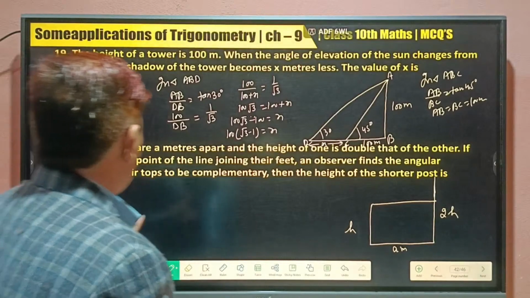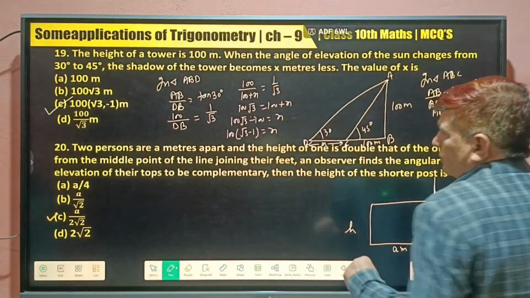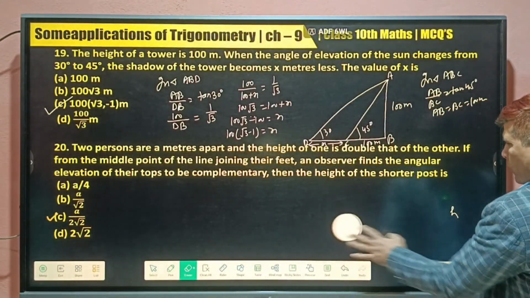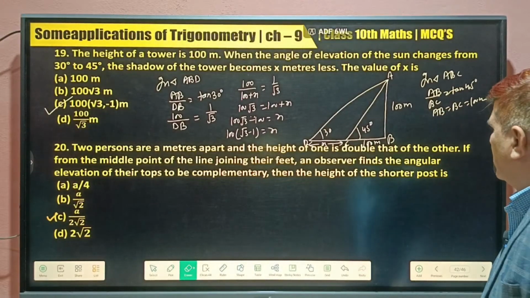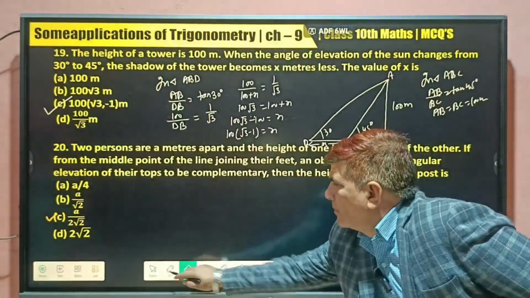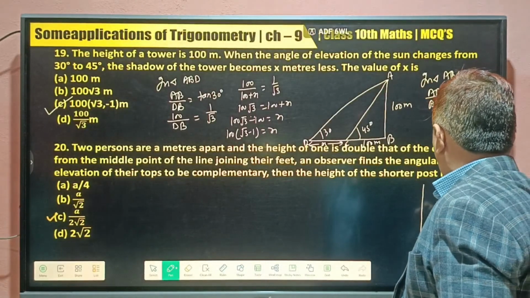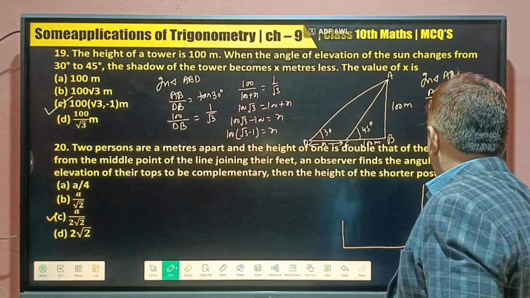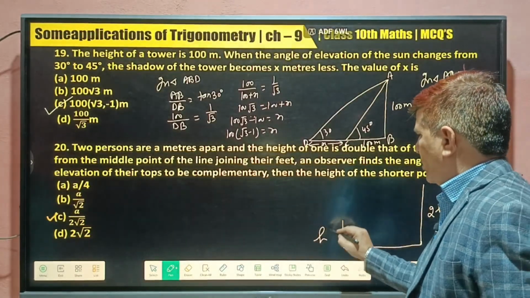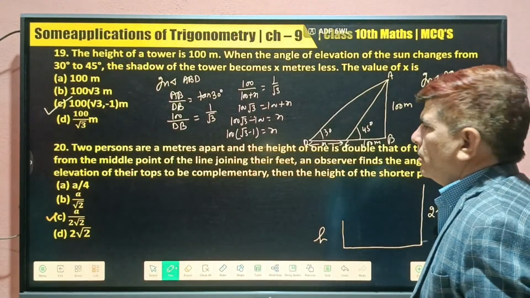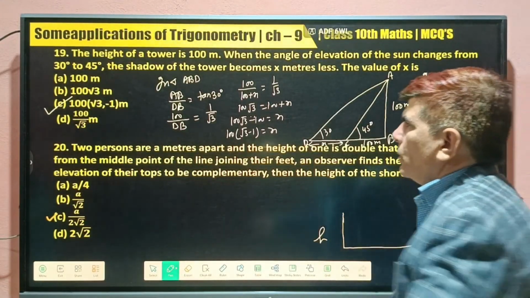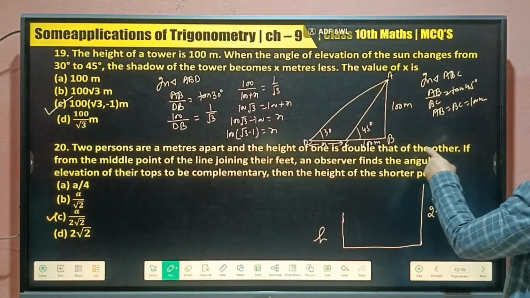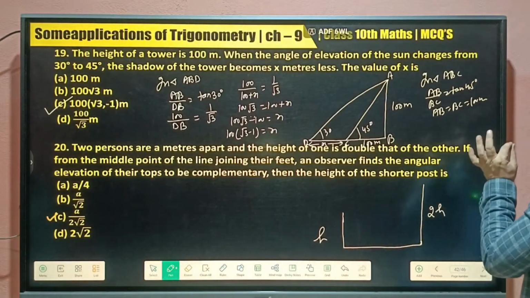So it is saying two persons are a meter apart. Another way you can also draw it. One person is this, whose height is 2h. Another person is this, whose height is h. Understood? So what is it saying? Two persons are a meter apart and the height of one is double the other. This is h, this is 2h.